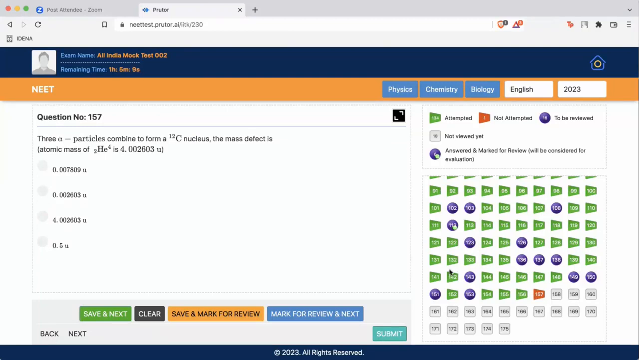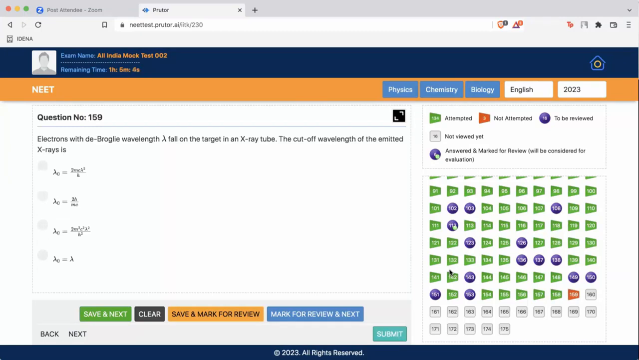The mass defect when 3 alpha particles combine to form... Okay. Electrons with equivalent lambda fall on a target, what is the cutoff wavelength of the emitted X-rays? Let's see, equivalent lambda is equal to h by mv, that is h by mc. Then the lambda naught, which is the cutoff wavelength, should be h by mc, or h by mv.